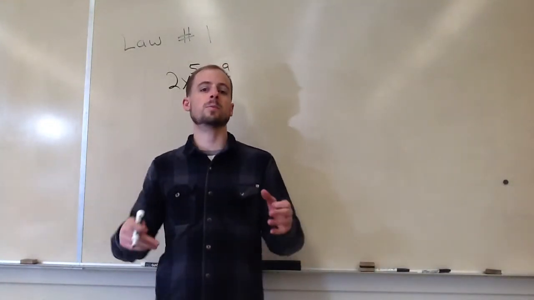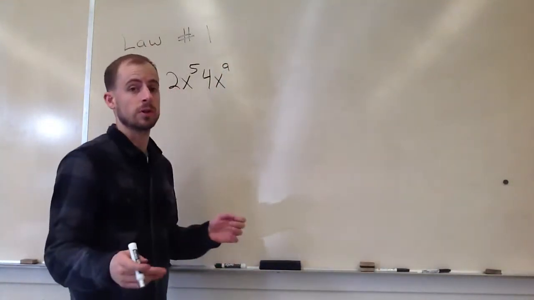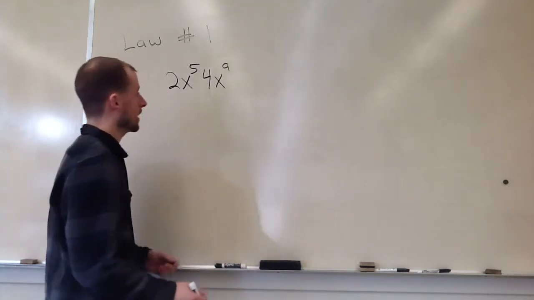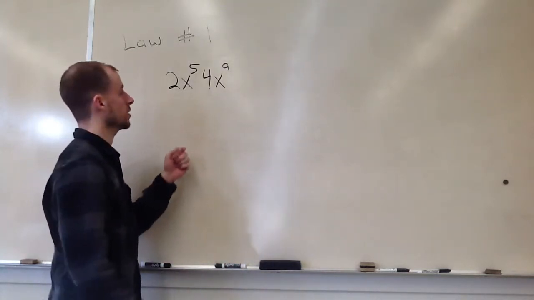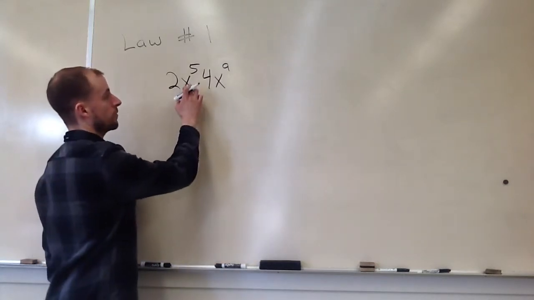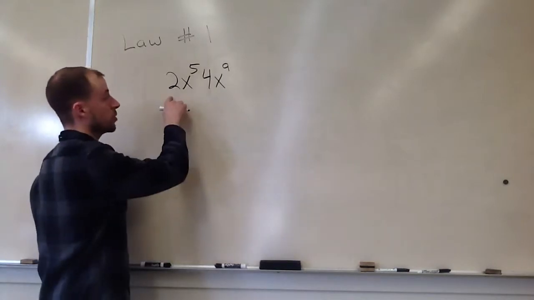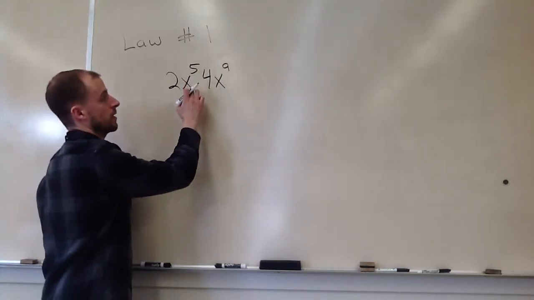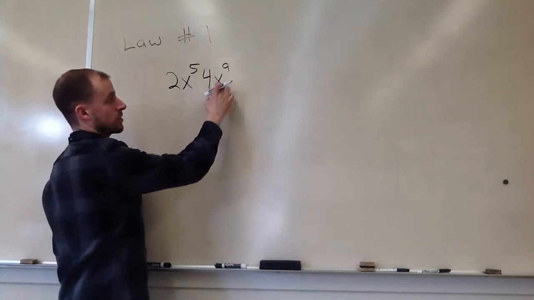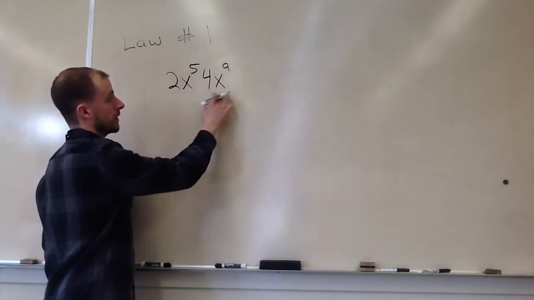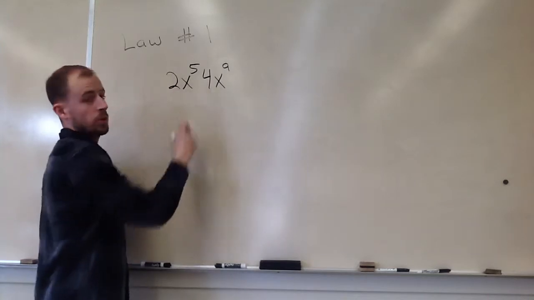Okay, so this is an explanation of the first law we learned, except a little bit more of a difficult example. So here, you'll see something like this, and it'll be 2x to the 5th, 4x to the 9th. And the way that you should really read that is 2 times x to the 5th times 4 times x to the 9th. So all of these things are being multiplied. Multiplication here and here and here. I could also switch the order of these around.